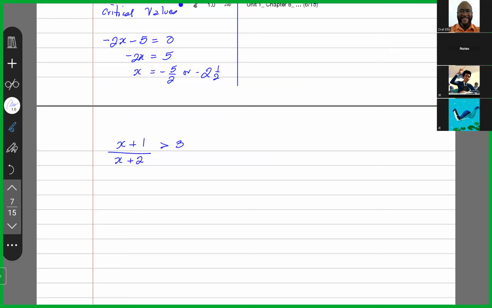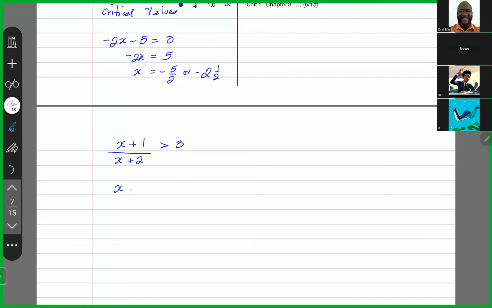of the inequality by x plus 2 squared. Whenever you square something, it is always positive. So this is the equivalent of saying that you're multiplying both sides of the inequality by a positive number. And if you multiply both sides of an inequality by a positive number, the inequality sign remains the same.